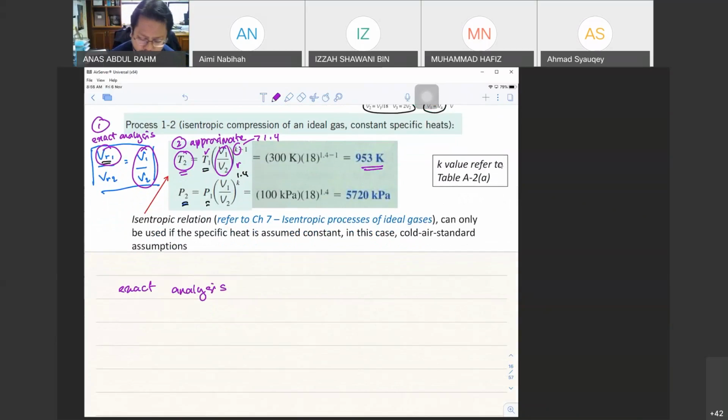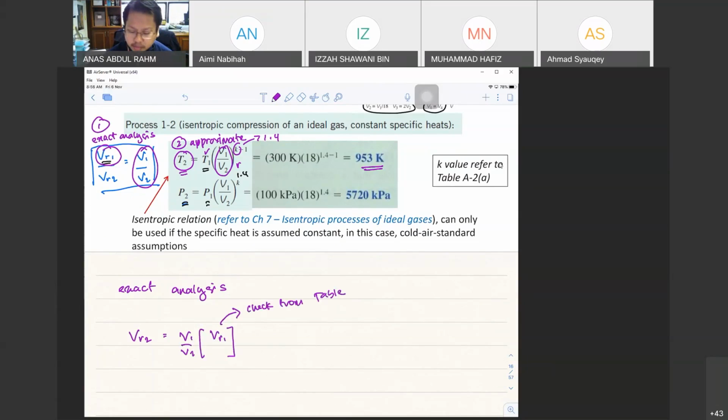Okay. For this particular problem, if you want to find the temperature T2 by using exact analysis, what you need to do? First, you rearrange, you get VR2 equals V2 over V1 multiplied by VR1. What is the value of VR1? You can check from the table.